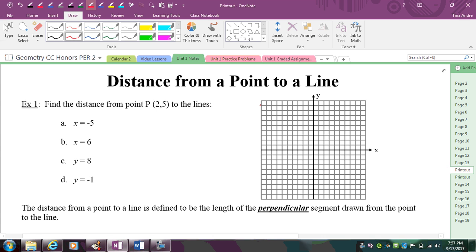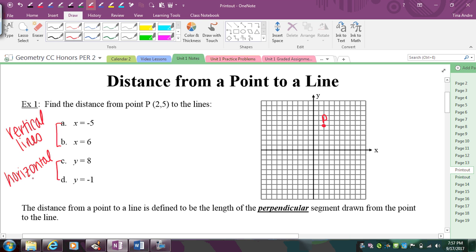So for the first example, go ahead and plot the point (2, 5). So 2, then 1, 2, 3, 4, 5. Label that point P. And then if you look at these lines for A and B, these are both x equals numbers, so these are going to be your vertical lines. And then these two, y equals numbers, are going to be horizontal lines when you go to graph them. So these are kind of like your exceptions.